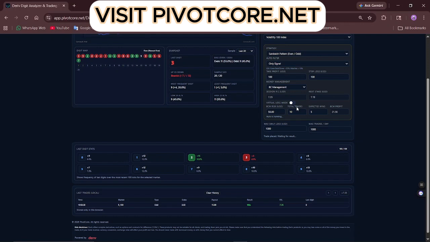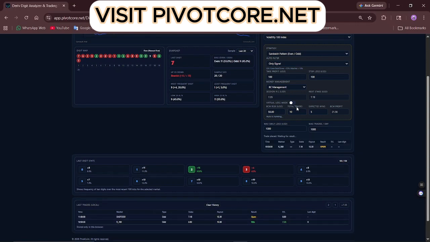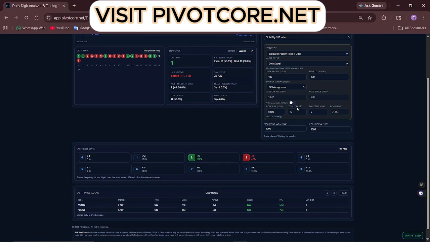The beauty of PivotCore is how it handles the execution for you. In this session, I've set a very specific and disciplined goal. I'm placing 10 trades in total with a clear target of hitting 5 wins. This 50% target is a realistic way to manage your balance while testing the efficiency of the bot's entry points.